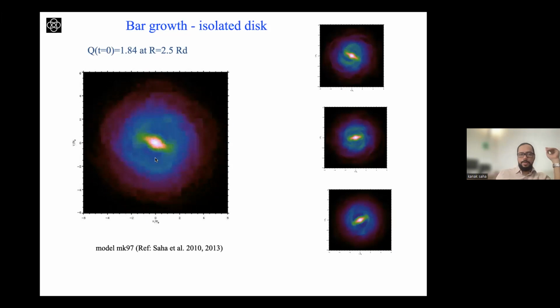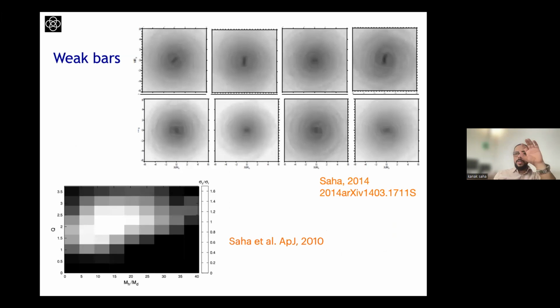Now, with such a setup, I did about 90 simulations, around 2010. This plot on the lower left shows the parameter space that I have explored, in which the initial models varied in Toomre Q at 2.5 scale lengths, the halo mass to disk mass ratio, and the velocity ellipsoid also.